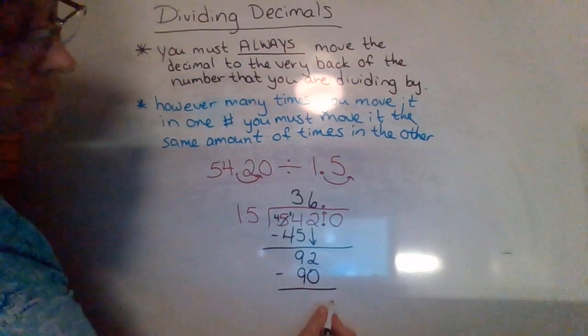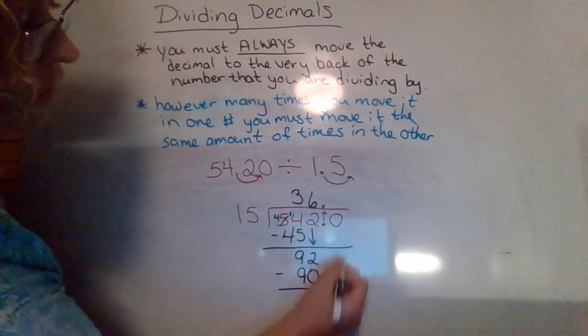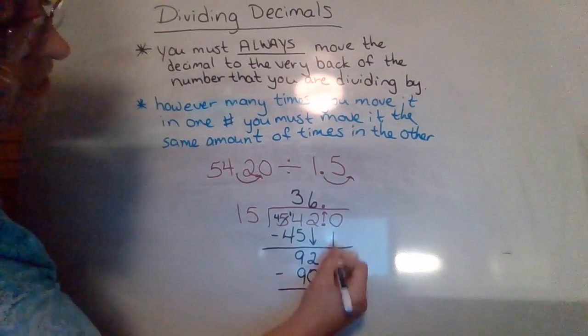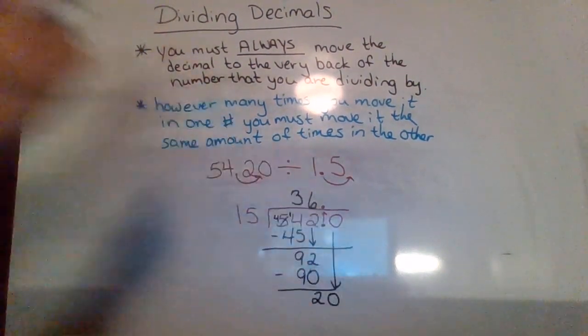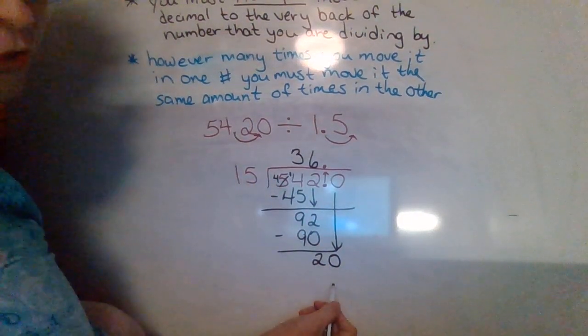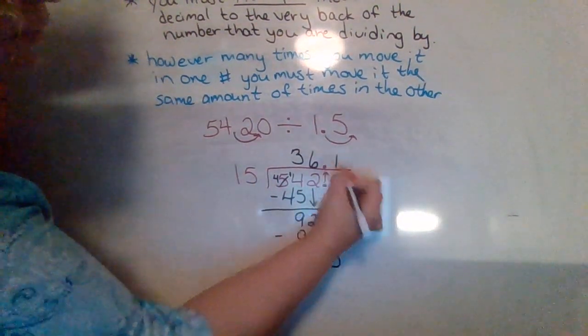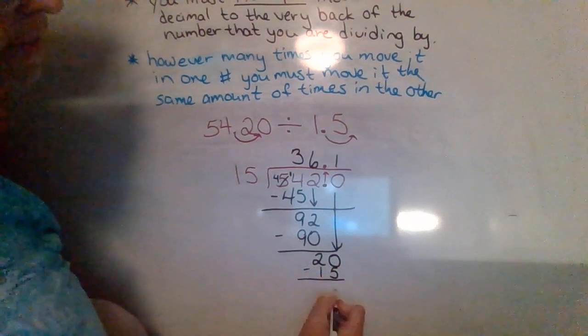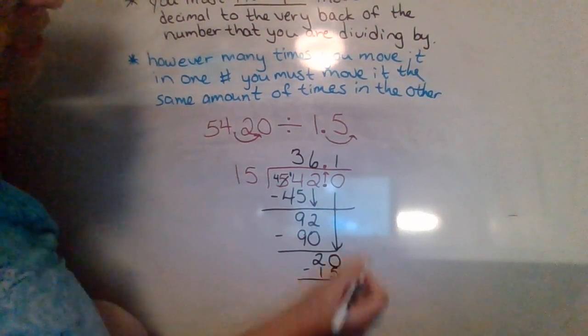Subtract that. That gives me a 2. You're going to bring that 0 down. So now we have 20. How many times does 15 go into 20? It goes 1 time. Now that leaves me with 5.